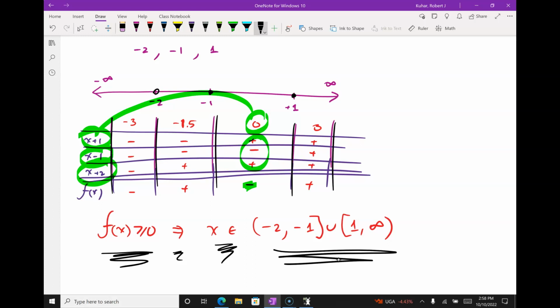How are we doing? We okay? Nice. Number 3. Let's try 5 minutes on this one.